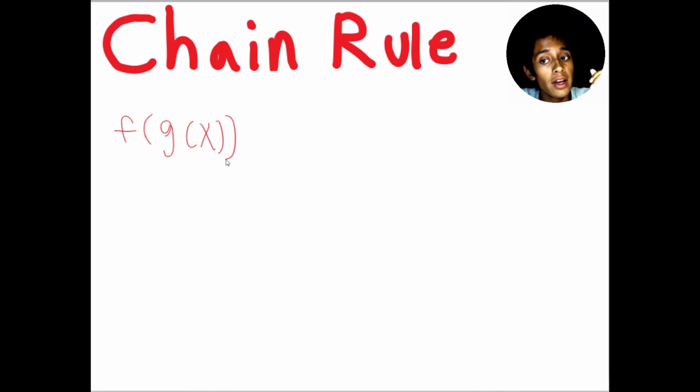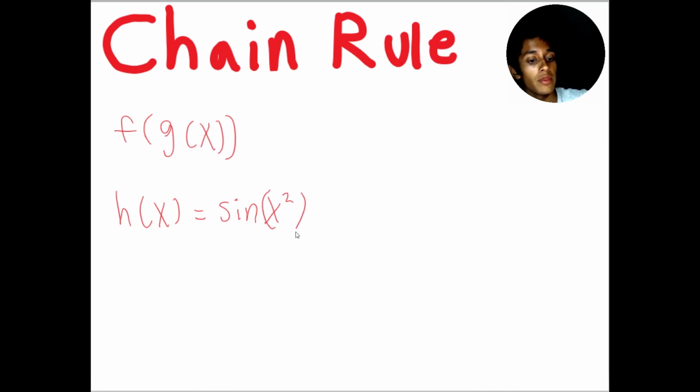So the chain rule is about finding the derivatives of composition functions. But where can you see a composition function? Well, it's really everywhere. You just need to find how to break a function down in order to make it as one. Let's start with h of x is equal to sine of x squared. Even though you may not realize it, this is a composition function.